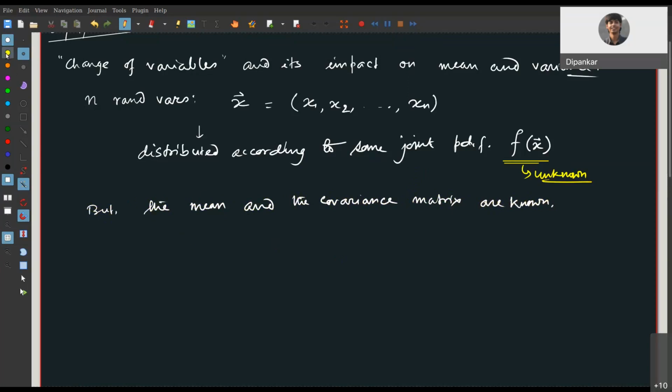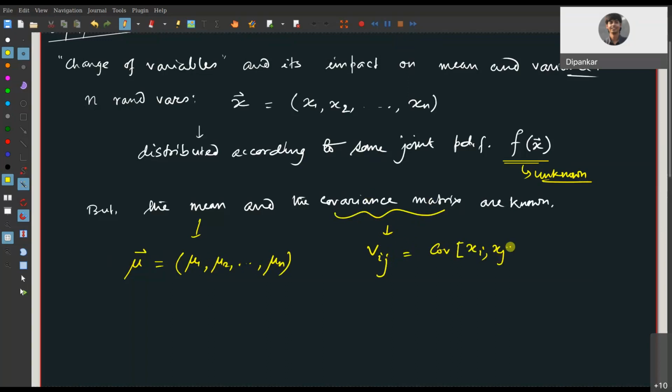Okay, so the mean is given by, so the mu vector is given by the mean of all those things. So mu1, mu2 up to mu n, and the covariance matrix is of course Vij. This is the covariance between xi and xj, and the mean means the kth mean. So mu k is equivalent to the expectation value of xk. Okay, so these things are known.